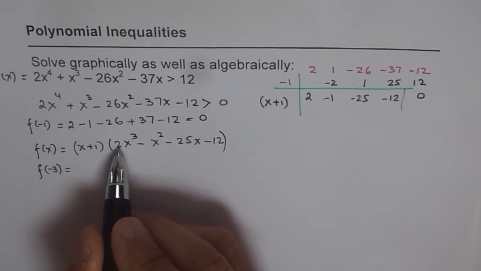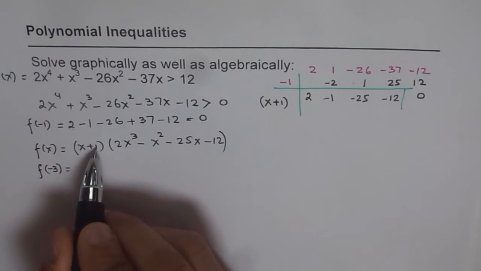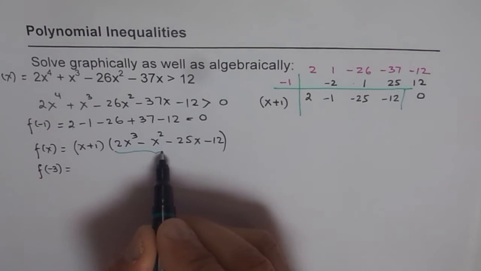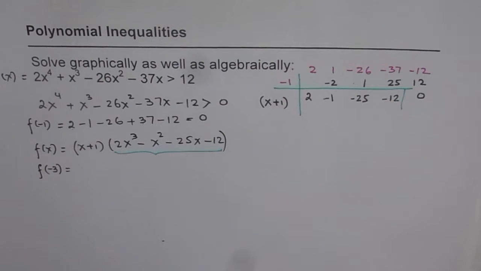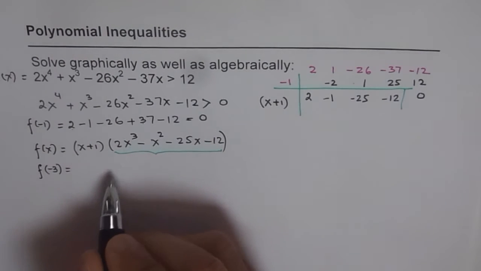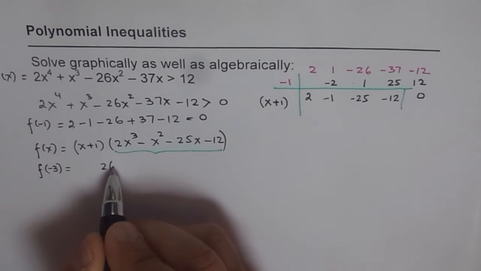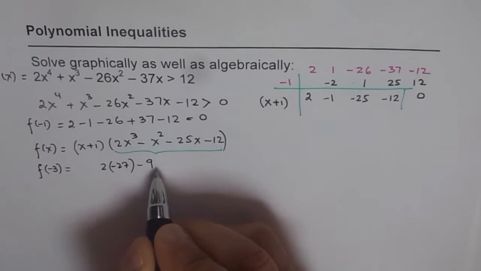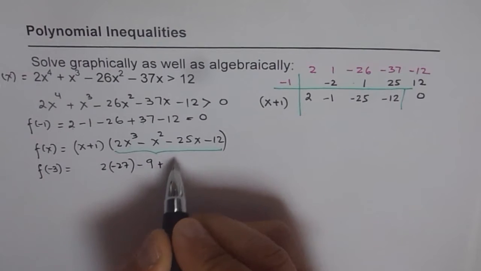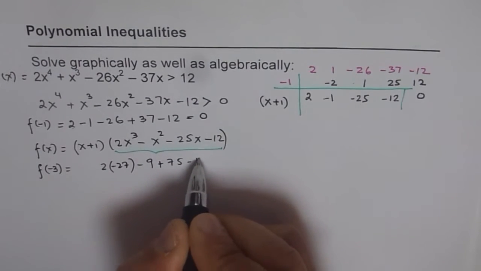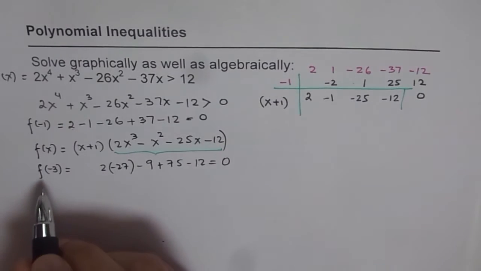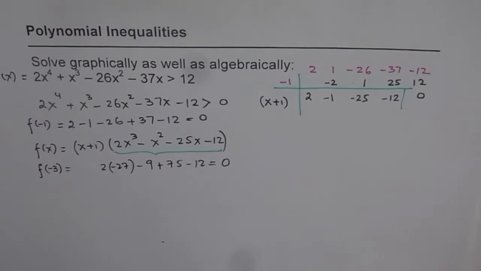If you plug in minus 3 here, no need to do this, right? Just work with the cubic equation which you have now, correct? So here, if you put minus 3, you get 2 times minus 3 cubed is minus 27, and minus 9. Here, minus 3 will make it positive 75, and minus 12. Now, if you add this up, you get a 0. So, minus 3 is also a factor.